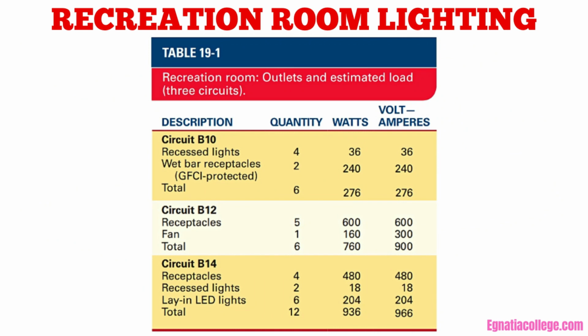The LED fluorescent fixture style in the main area of the recreation room is 4 lamp fixtures having 3500K cool white lamps installed in them. They are controlled by a single pole switch located at the bottom of the stairs. Circuit B14 feeds the LED fluorescent fixtures in the recreation room. Table 19-1 summarizes the outlets and estimated load for the recreation room.